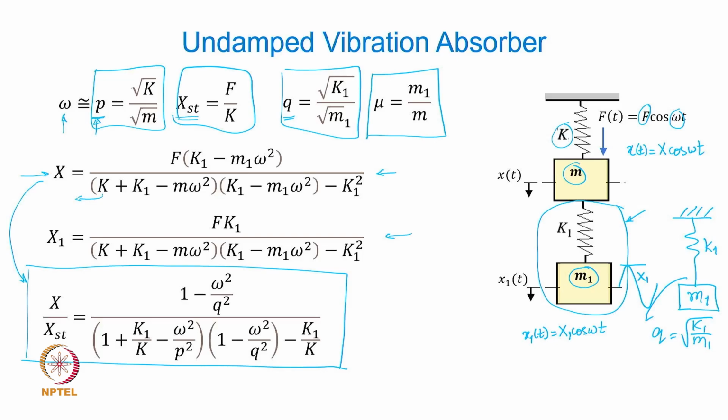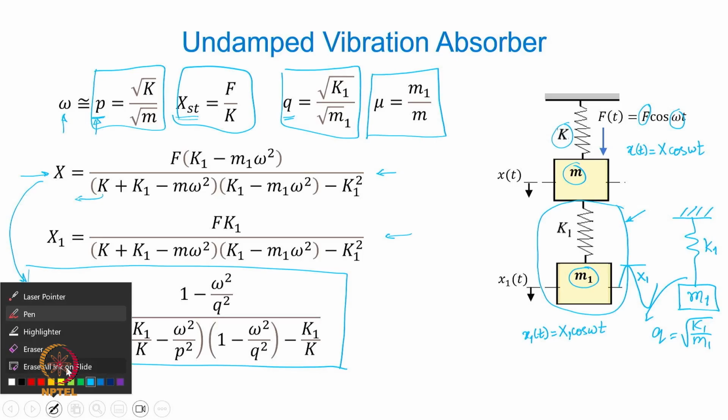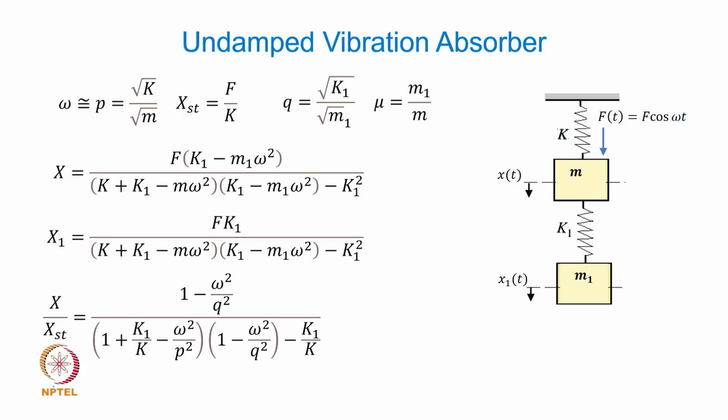But let us look at this expression in more detail. What is this expression telling us? Can you say something about this expression? Obviously, if you look at the numerator, X will be 0 if the numerator is 0. And when will it be 0? When omega, or I must say when q is equal to omega. And because we are considering omega close to the natural frequency of the parent system, this is equal to p.